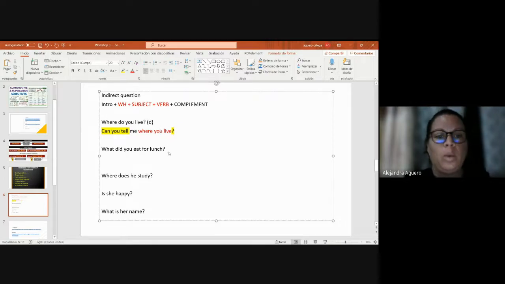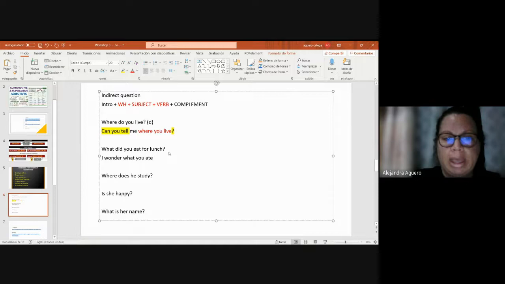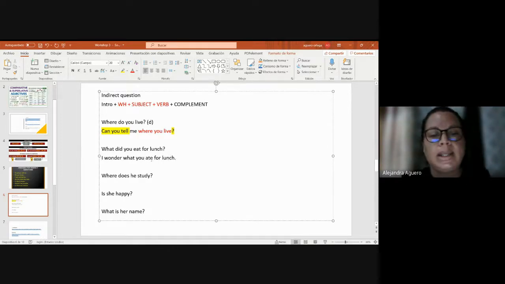Then I have, what did you eat for lunch? I wonder what you ate for lunch. Okay, in this case, we are writing ate in past tense because the question is in past, because we are using did. When the question is in past, we have to write the verb in past. If the question is in future, we write will or going to. If the question is in present perfect, we write the verb in present perfect, but not the auxiliaries.